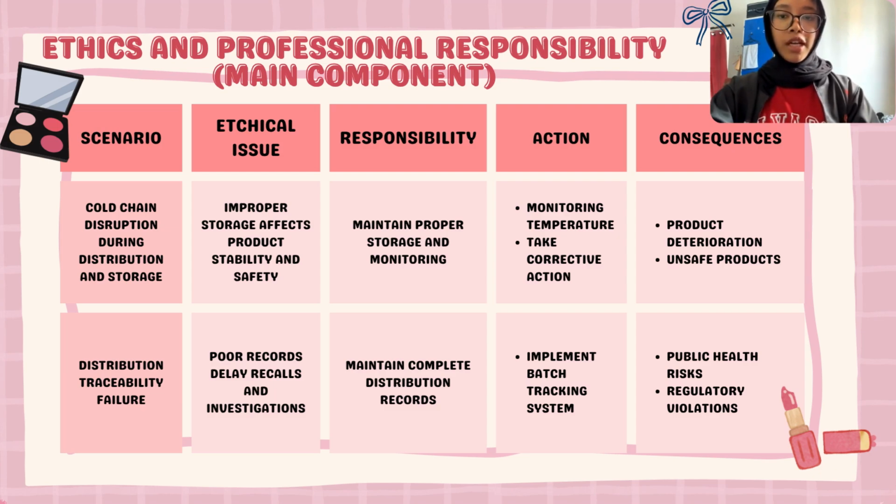In conclusion, ethical responsibility in distribution and storage is essential to ensure product quality, consumer safety, and compliance with industry regulations. Companies must practice honesty, accountability, and proper monitoring at every stage of their product process. In conclusion, ethics and professional responsibility are essential in the cosmetic and beauty industry because they help protect consumer health, maintain product quality, and ensure companies act responsibly and professionally at every stage of production and distribution.